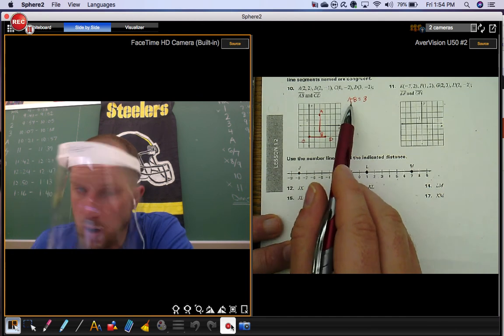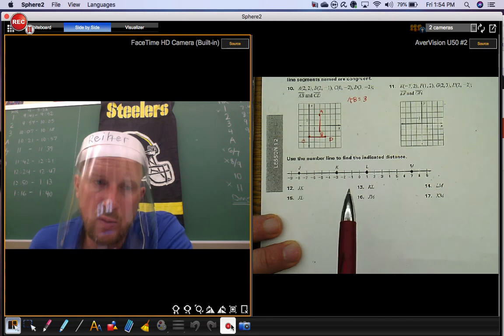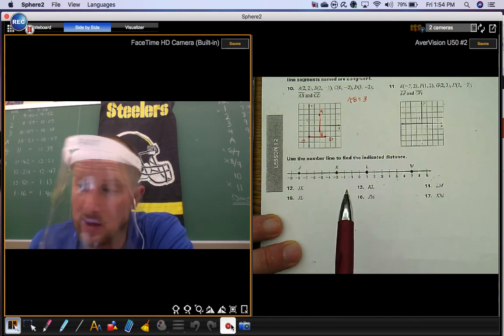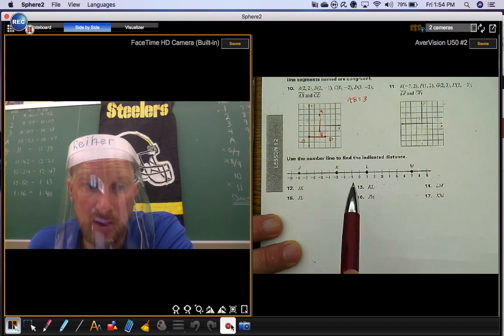Remember, segment lengths are always positive. So when we start messing with negative coordinates, you might do something goofy where you think a segment length is negative, and it's not. That is not possible. Anything that you're measuring has a positive length.